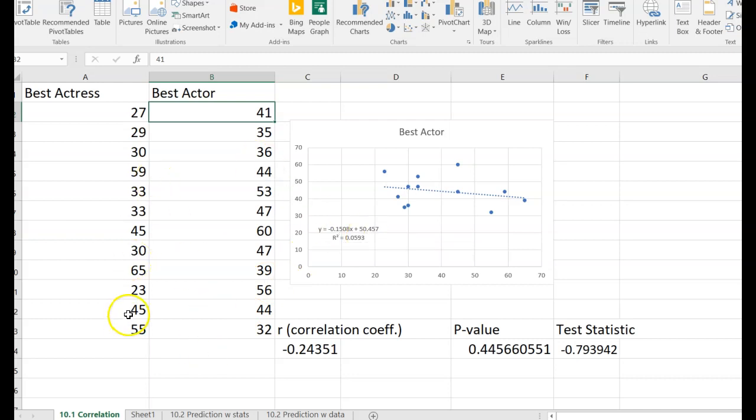So males, females. And if you look at what we've got going on here, each point that I hover over, there's that point. This point is 23 and 56. 23 and 56 would be that point. We don't know what year it is because we're not given the year here. We're just plotting the age of the female versus the age of the male for that same year.